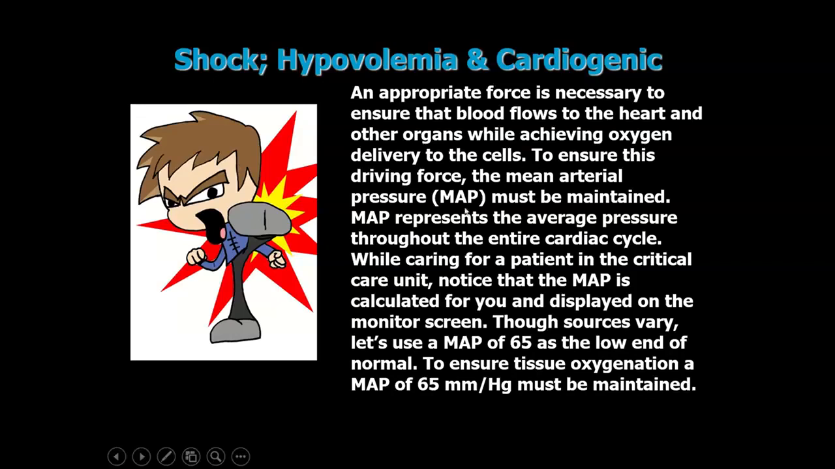And what is that driving force? Well, it's the mean arterial pressure. And the mean arterial pressure has to be maintained for oxygen to jump off the hemoglobin. Now, what is mean arterial pressure? You've probably heard about it, but what does it mean? Well, it is just like what it says, the average pressure throughout the entire cardiac cycle. We know that when you look at a blood pressure, you've got a higher number that's systolic and then a lower number that's diastolic. Well, we want to know what the average is. And so the average is the mean arterial pressure.